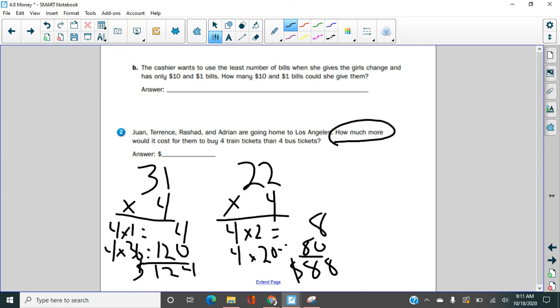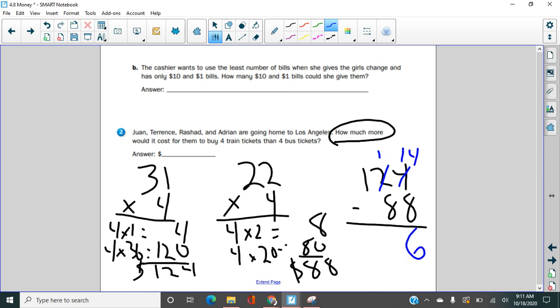All right. Now, when we see the words how much more, what is that going to tell us that we need to do? Find the difference, right? Difference is always subtract. So I would like for you to subtract this. How much would that be? Okay, let's check your work. We have to borrow here because you couldn't do 4 minus 8. 14 minus 8 is 6. 1 minus 8 can't do that. 11 minus 8 is 3. $36.